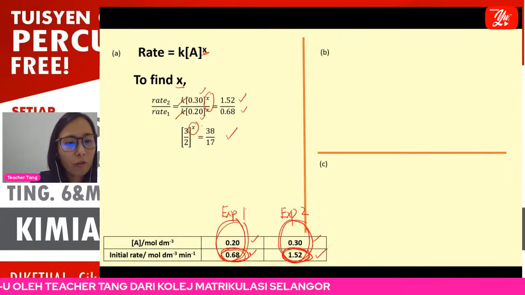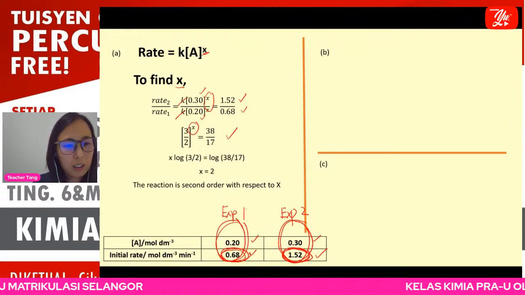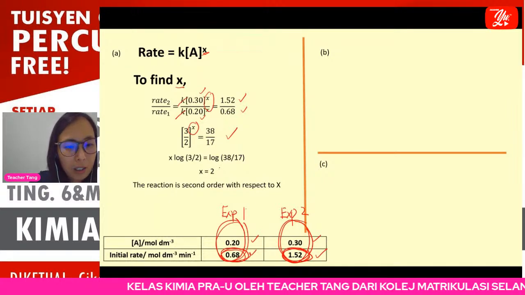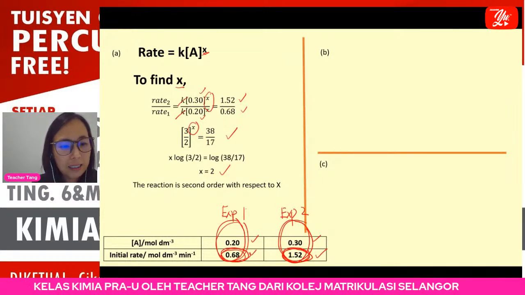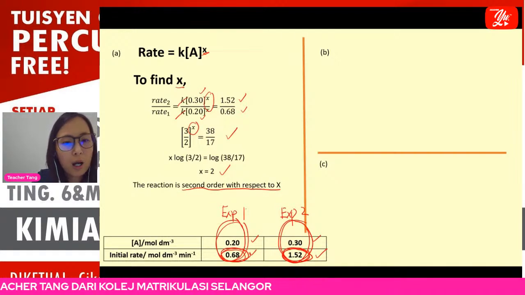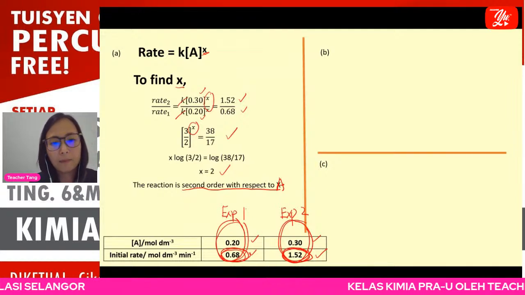And then how do we find the X value? To find the X value, we can apply logarithm. So we log both sides to give us the X value equals 2. This X value equals 2 basically means that this reaction is second order with respect to reagent A.